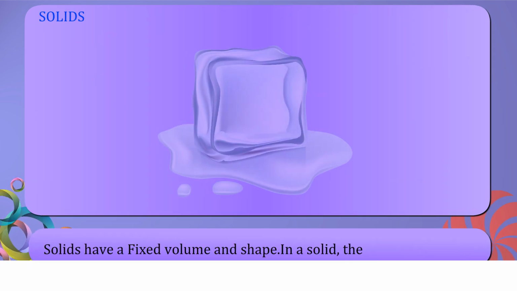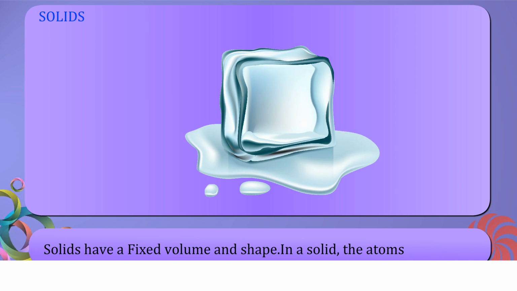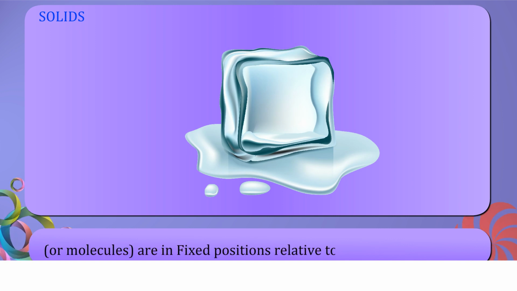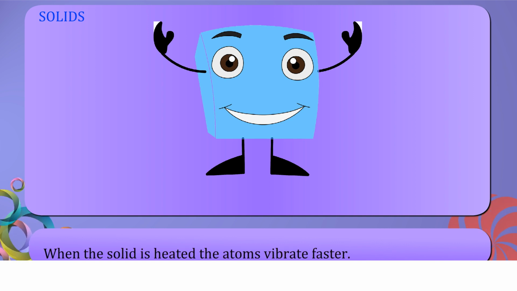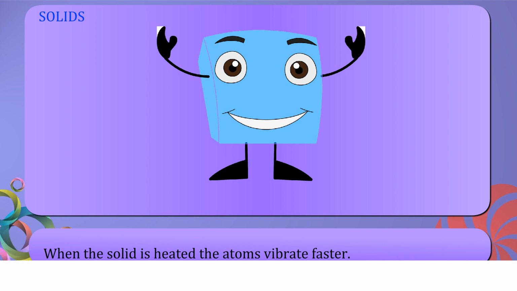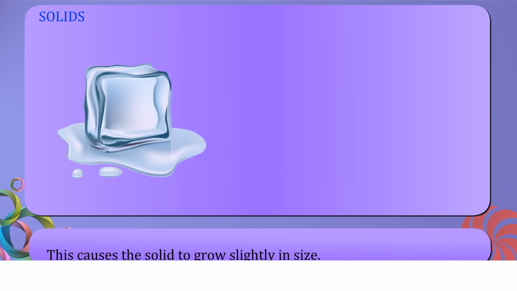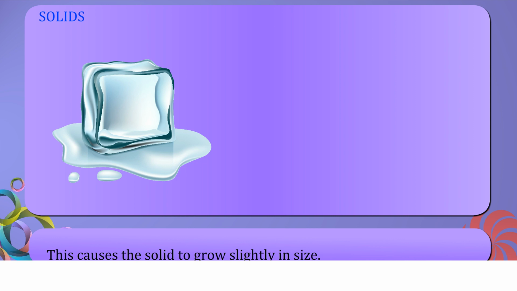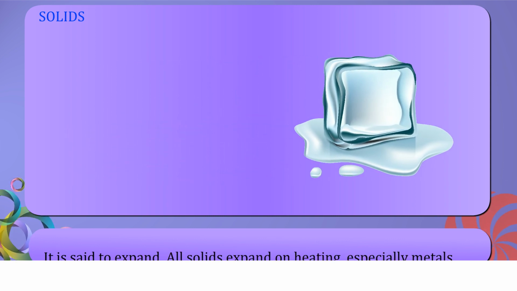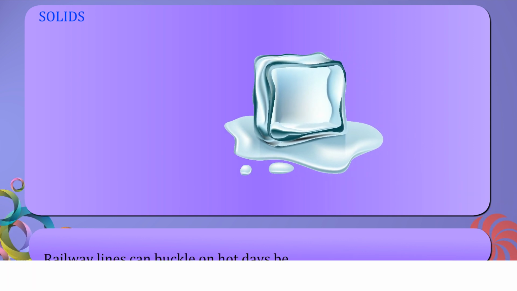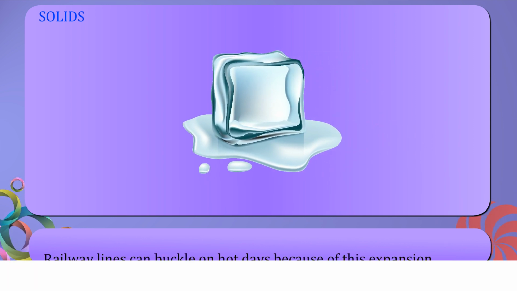Solids. Solids have a fixed volume and shape. In a solid, the atoms or molecules are in fixed positions relative to one another. They vibrate but stay in relative position. When the solid is heated, the atoms vibrate faster. This causes the solid to grow slightly in size. It is said to expand. All solids expand on heating, especially metals. Railway lines can buckle on hot days because of this expansion.